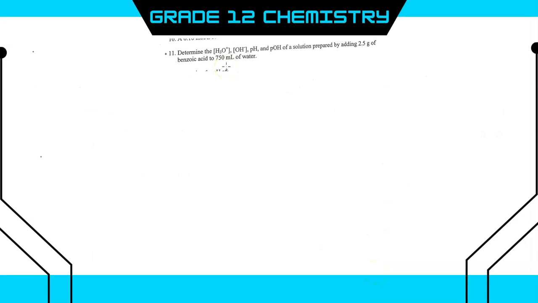For our second problem, we're going to look at question number 11. This says determine the concentration of hydronium and hydroxide, then find the pH and the pOH of a solution prepared by adding 2.5 grams of benzoic acid to 750 milliliters of water. Okay, so benzoic acid, the equation is C6H5COOH, and this is going to combine with water.